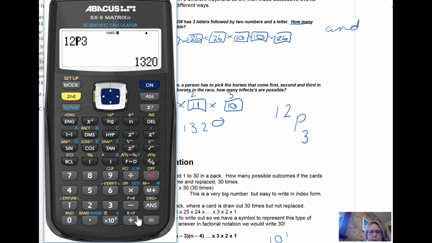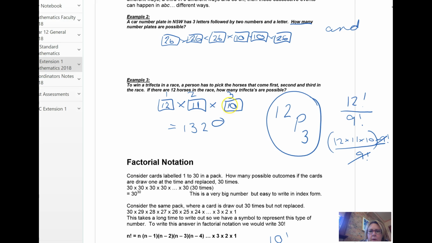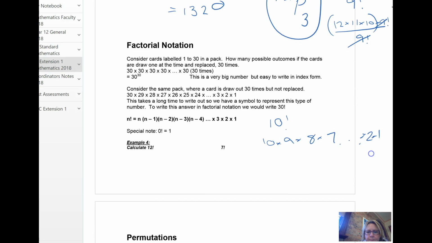And what it actually does is it says it's 12 factorial over 9 factorial. Because 12 factorial is 12 times 11 times 10 times 9, etc. factorial over 9 factorial, and that gives me what I had to start with. So the P works out these ones where order is important.